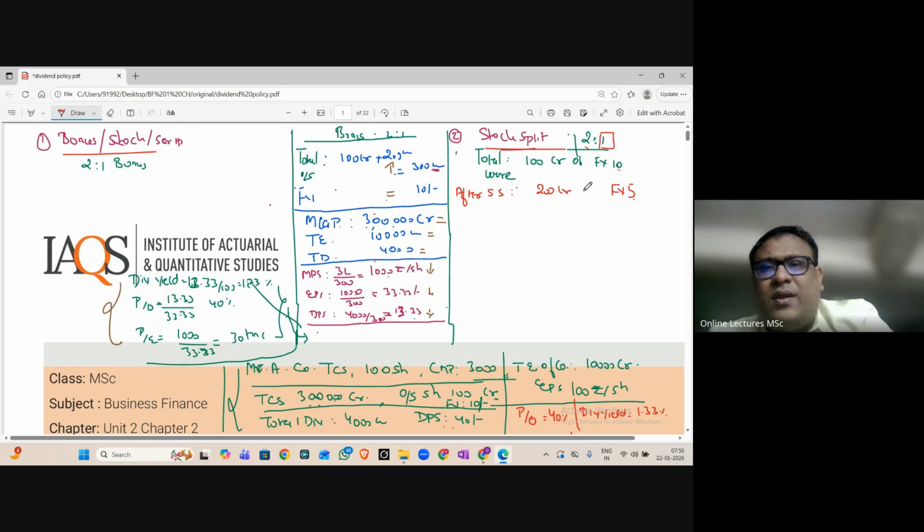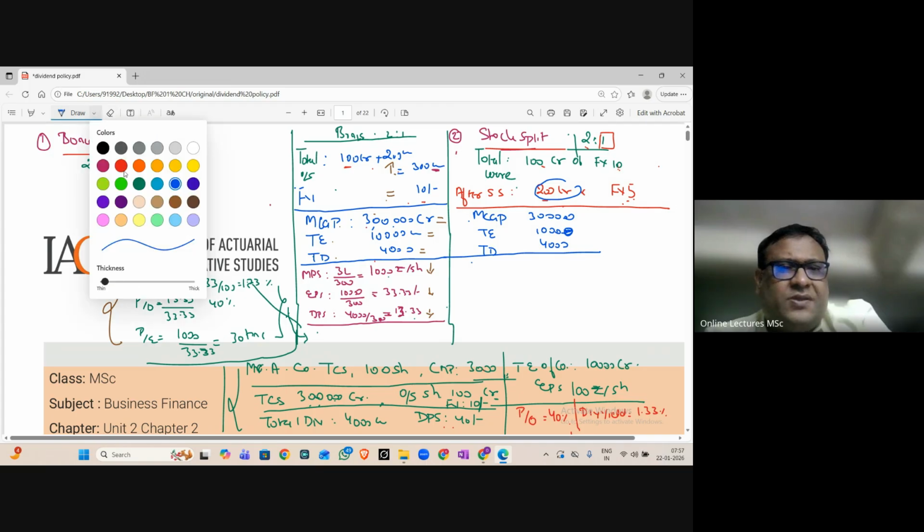So the face value is split down to 5, whereas the shares are 200 crore. As you see, the total outstanding share has changed. It was 100, it's now 200, and the face value, compared to bonus where it was the same, has gone down. The MCAP, the total earning and the total dividend don't change. They would remain the same. We had a long discussion on this. The per share numbers, because the denominator has increased, will decrease.